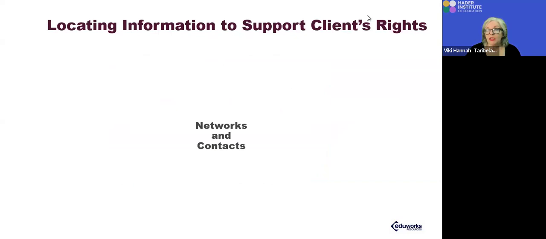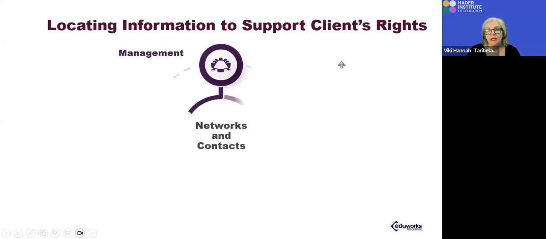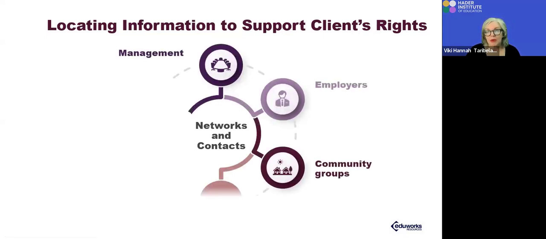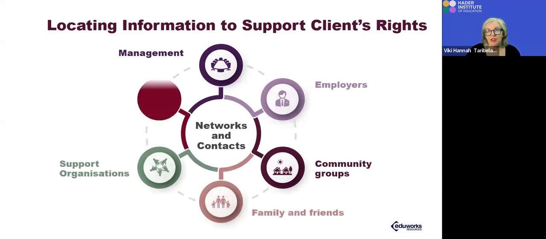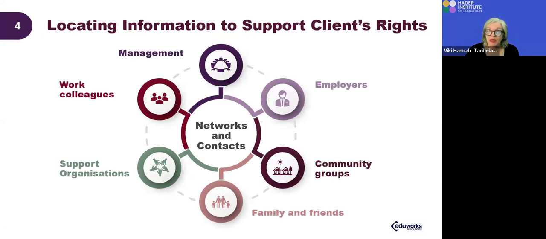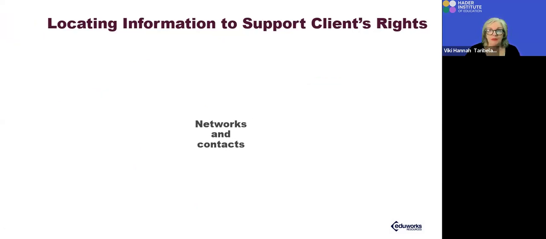So where do you find the information? Networks and contacts, stakeholder engagement. Absolutely primary. So you get that from management, employers, community groups, family, friends, other support organisations, and even your peers in the workplace. But to be guided, if you're not sure, then your policies and procedures, which come from management.